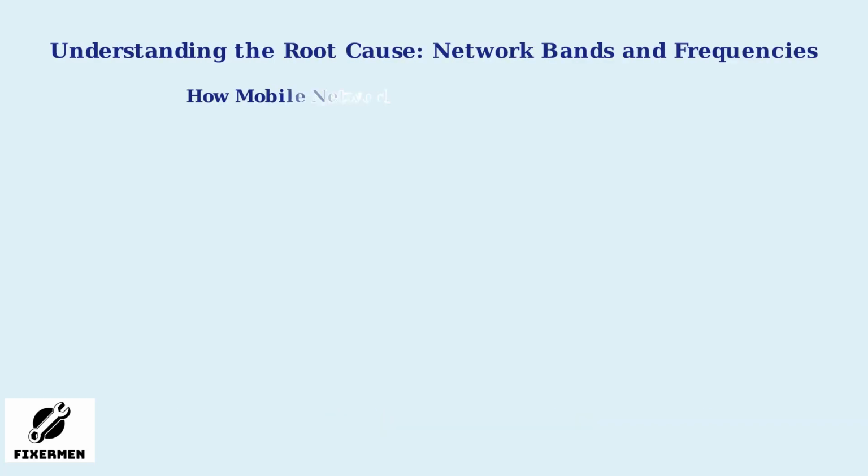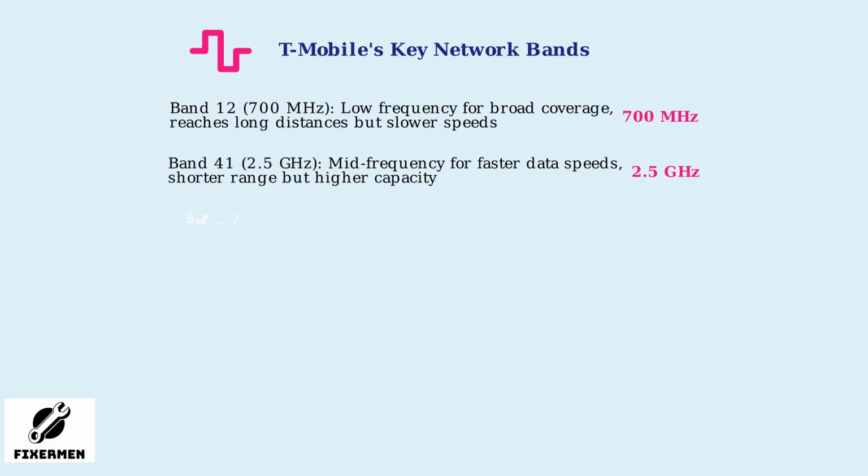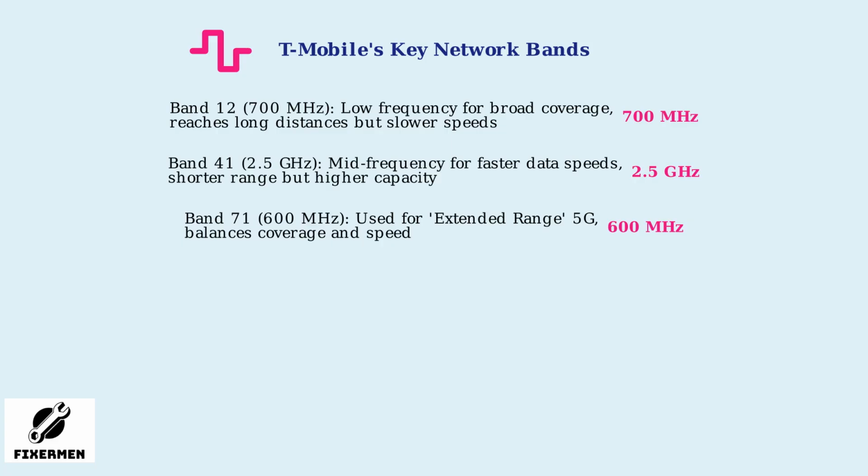Mobile networks operate using specific radio frequencies known as bands. Each band has different characteristics that determine its coverage area and data speeds. T-Mobile uses several key bands. Band 12 at 700 MHz provides broad coverage over long distances, though with slower speeds. Band 41 at 2.5 GHz offers faster data speeds but shorter range. Band 71 at 600 MHz supports T-Mobile's extended range 5G, providing a balance between coverage and speed.